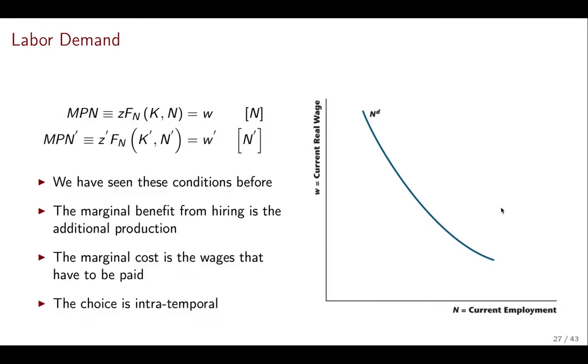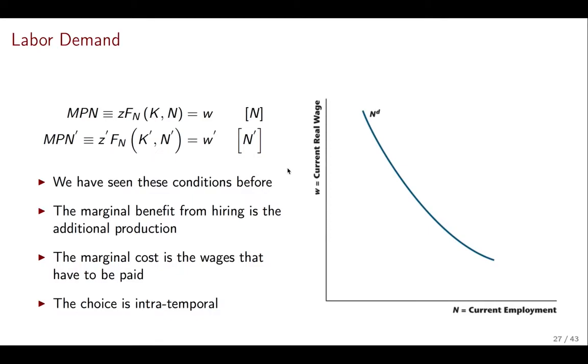In both cases, what we have is that the marginal benefit from hiring more workers is the additional production. That's going to be the additional revenue you get out of producing and selling that output. And in both cases, that's going to be given by the marginal productivity of labor, whether the marginal productivity of labor today or the marginal productivity of labor tomorrow. The marginal cost is, of course, the wages that have to be paid, either wages today or wages tomorrow.